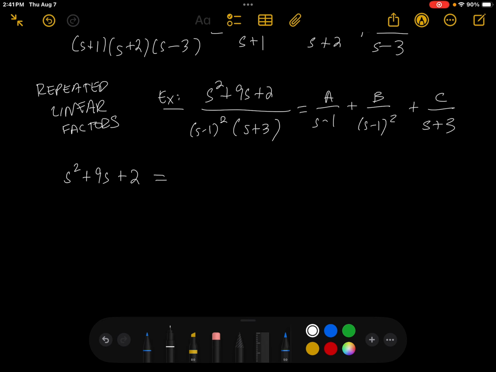So when you multiply both sides by the bottom, this a over s minus 1, okay, there's an s minus 1 squared that you're multiplying by. So what's going to happen is one of the s minus 1 factors is going to cancel with an s minus 1 on the bottom, and you're going to be left with an s minus 1. So you're going to get a times s minus 1, and then you still have the s plus 3. So you get that.